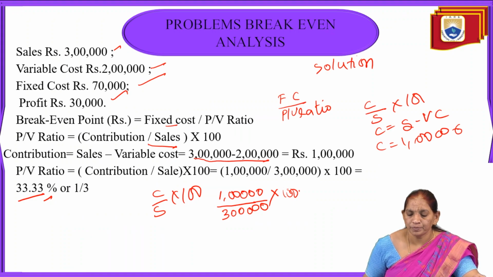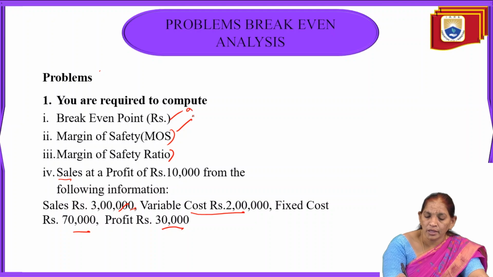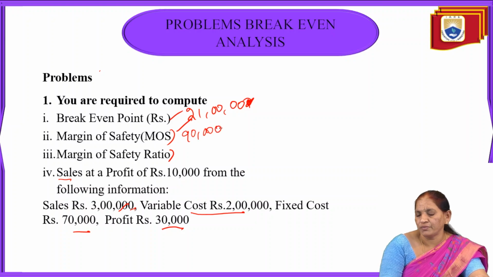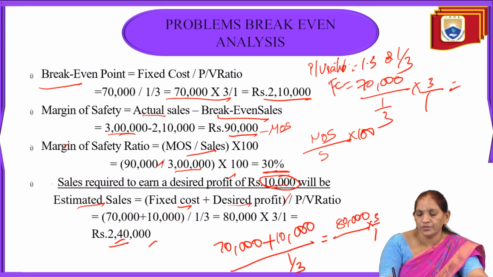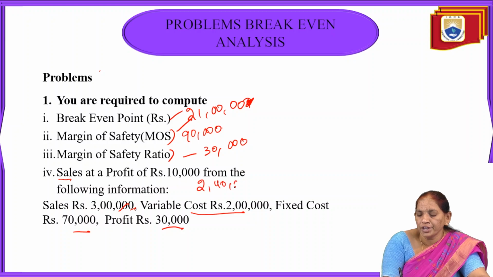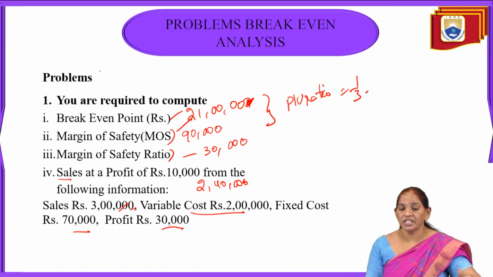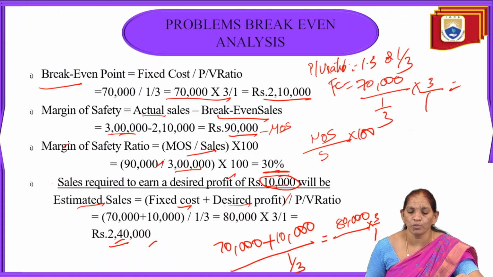So for the above given problem, we have found the solution. Fixed cost by PV ratio gave us BEP as 2,10,000, and we got the margin of safety as 90,000. We also calculated the margin of safety ratio, that is 30%. And to earn a profit of 10,000 we need sales of 2,40,000. We also calculated the PV ratio, which is 1 by 3 as a percentage of profits. So with the help of these break-even formulas, we are able to solve the above problem.